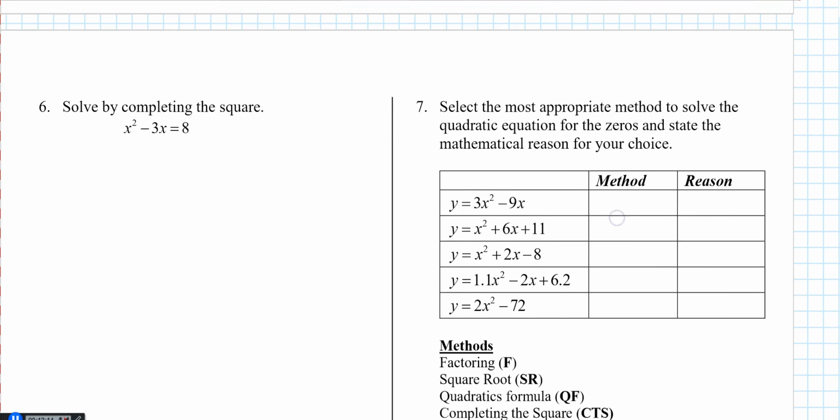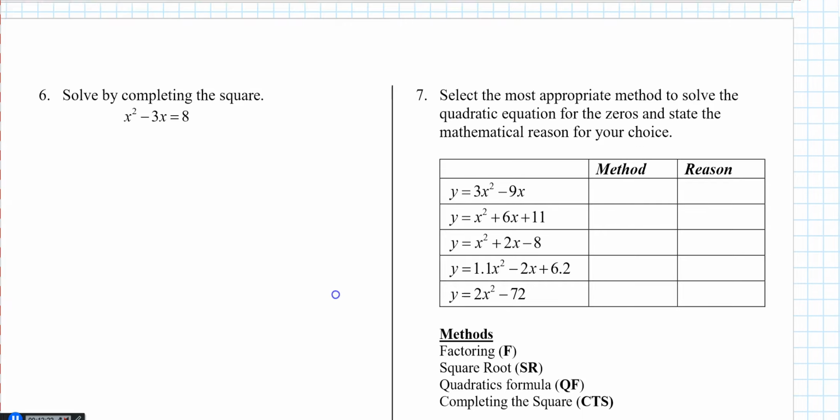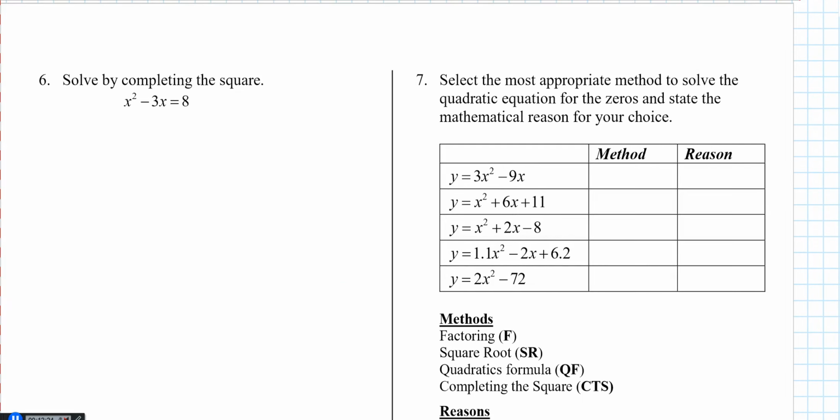All right, number 6, solve by completing the square. So typically, we talked about in class that we only want to complete the square when A is 1 and B is even. Unfortunately for this problem, they decided that they want us to complete the square when B is odd. That's okay though, it just means we're going to get a fraction. A is 1, which is good.